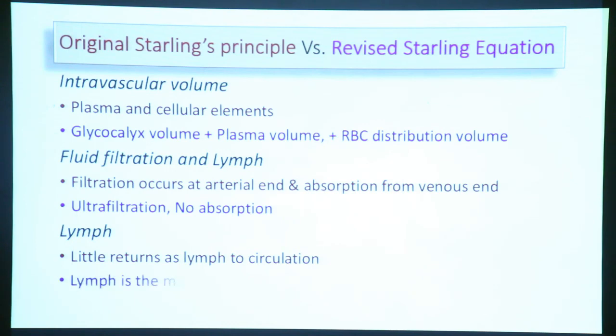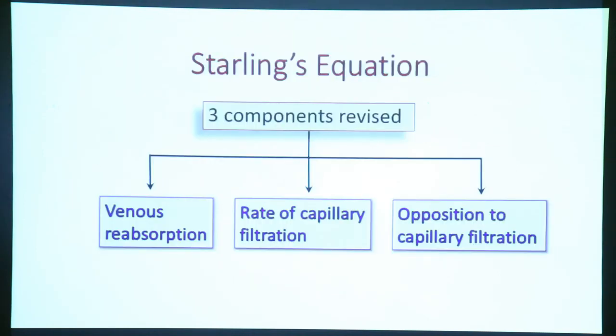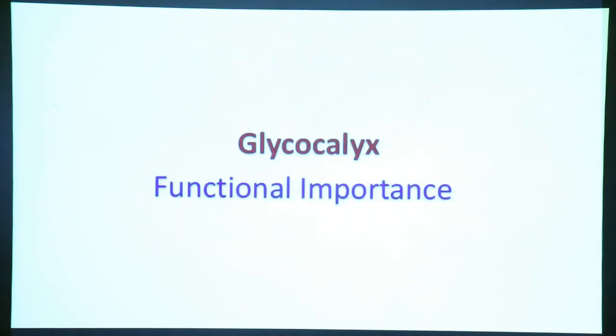But the revised hypothesisplays that the lymph is the major route of return of fluid back into circulation. So all in all, there are three components which have been revised. There is no venous reabsorption. The rate of capillary filtration gradually falls from the arterial to the venous end. It's an ultrafiltrate. And the opposition to capillary filtration is also on a declining force depending upon the subglycocalyx oncotic pressure with the proteins lying there.